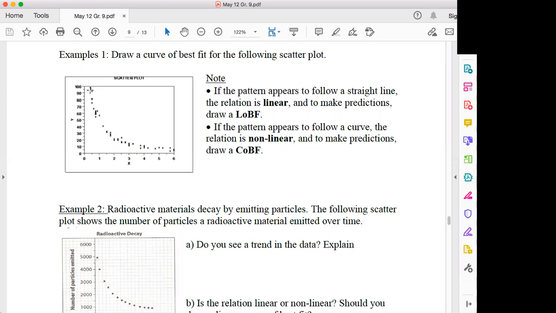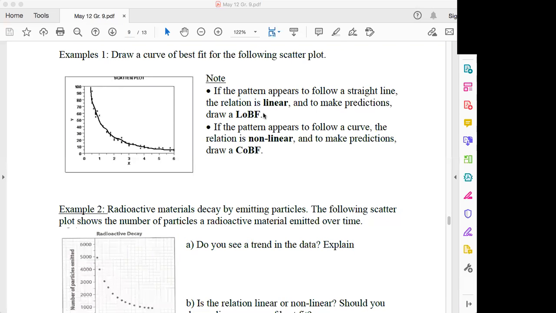I'm going to try doing this as best as I can with the computer. So it should be a better line. Same as a line of best fit, you try to have as many points or an equal amount of points on both sides of the line.